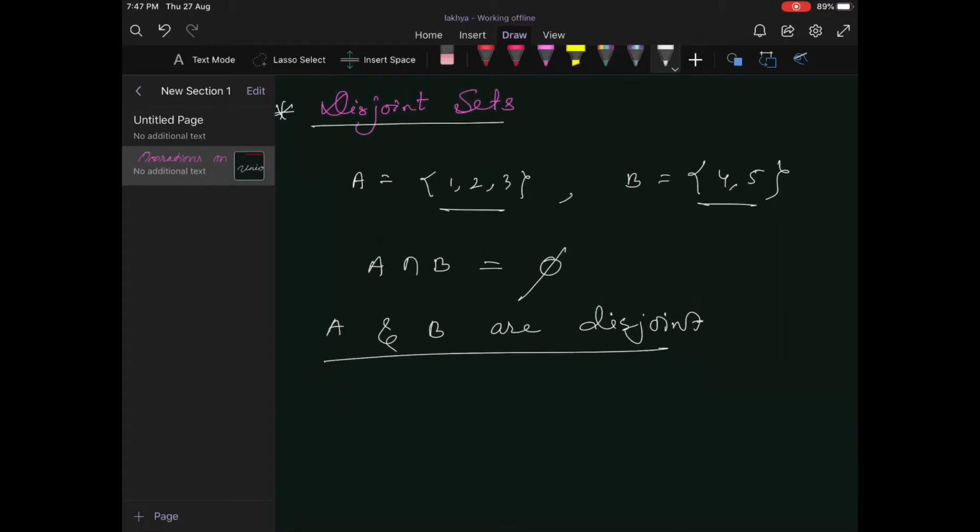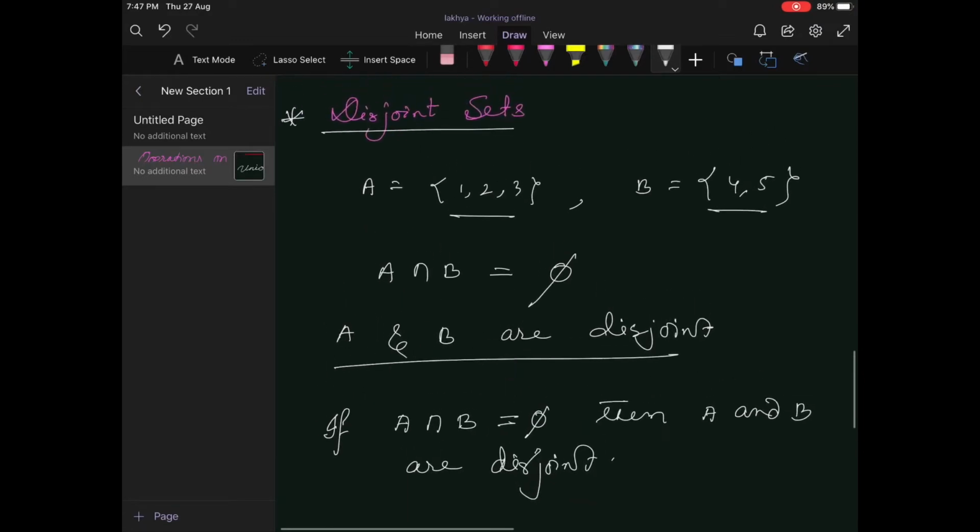So what is the definition of disjoint sets? If A intersection B is equal to ∅, then we can say A and B are disjoint. So hope you have understood this topic.